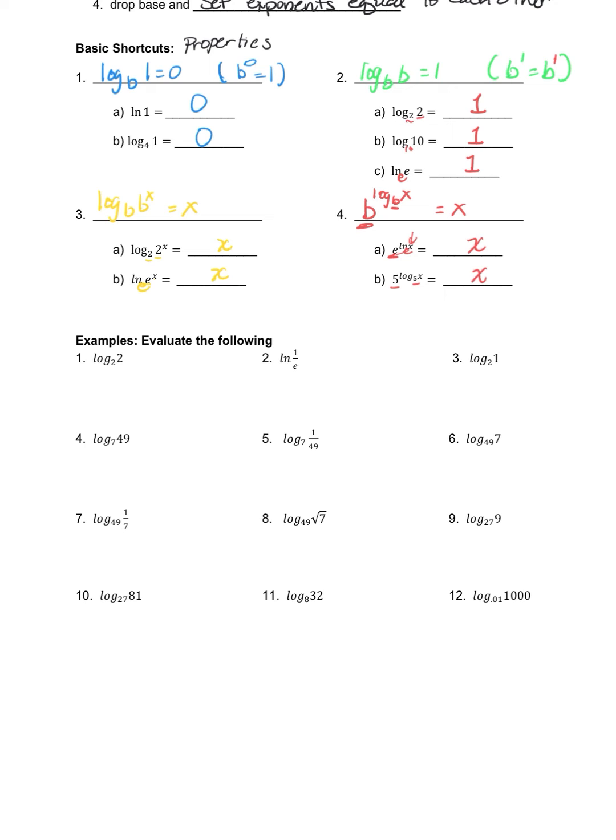So evaluate the following. If you look at this, this base is the same as this base. And so if we look up here at property number 2, if we have log base b of b, that just equals 1. So this answer is just 1.